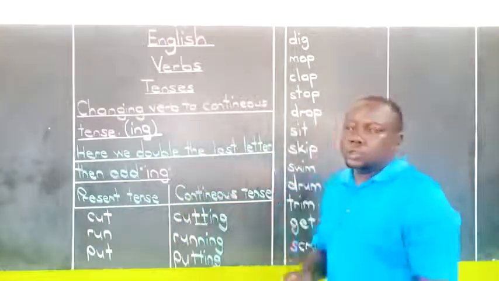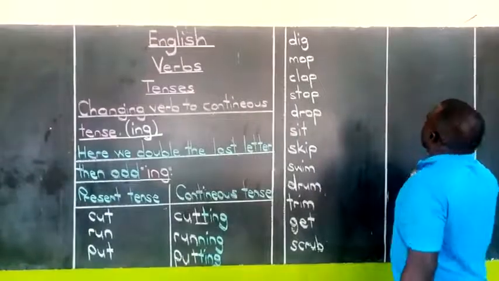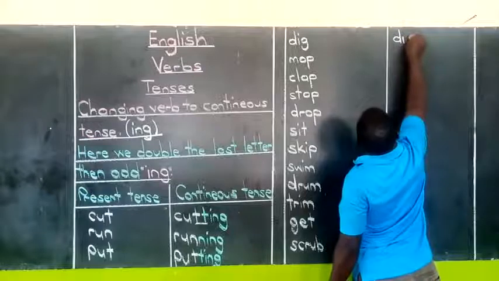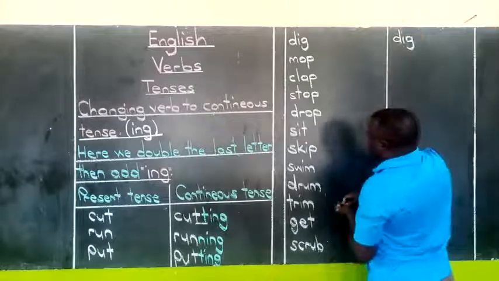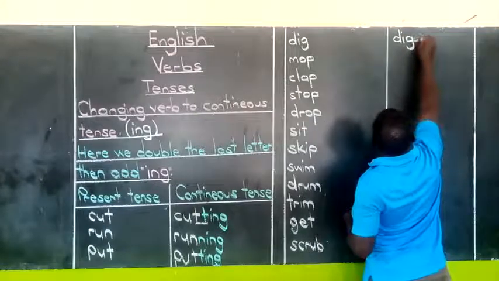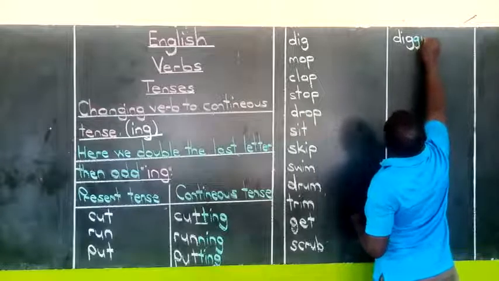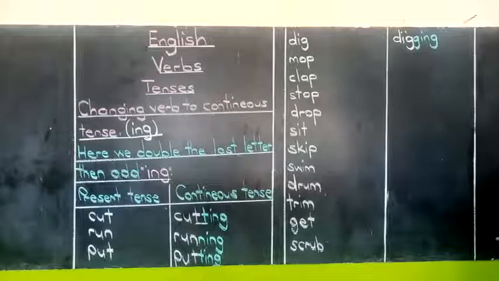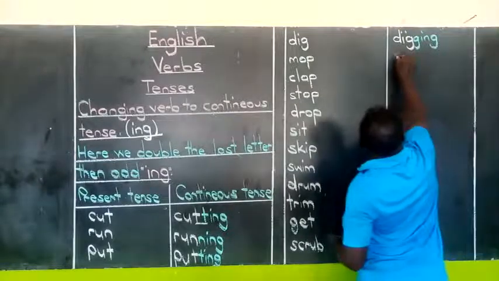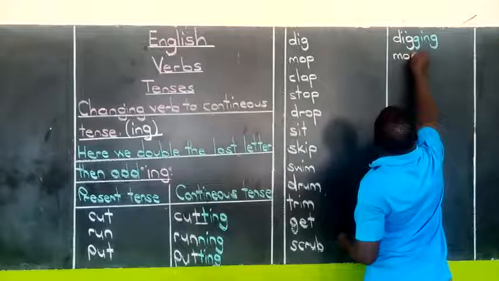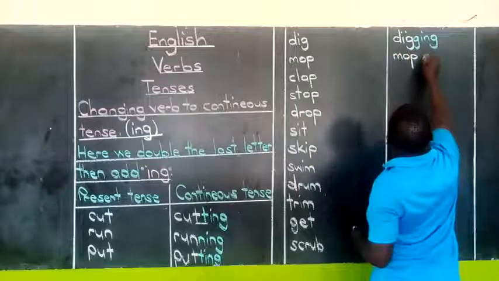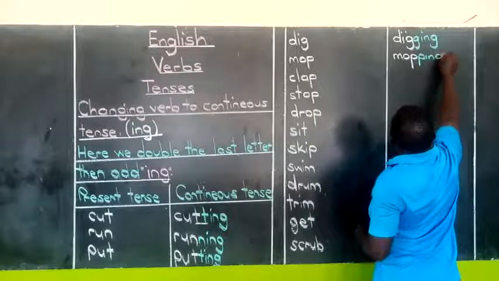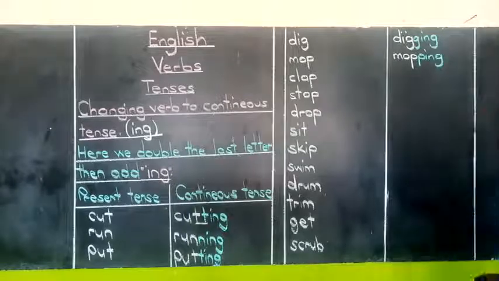Let us continue changing them. Continuous tense. We have dig. We shall have digging. Double. Then ing. Digging. Mop. We shall have mopping. Double. Add another P. Then ing. Mopping.